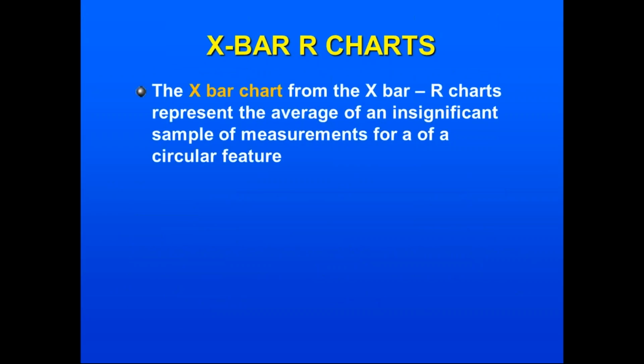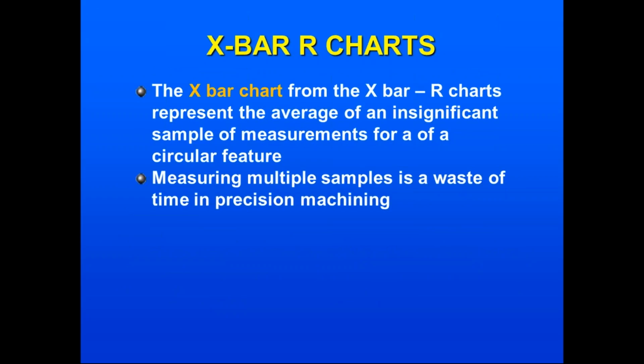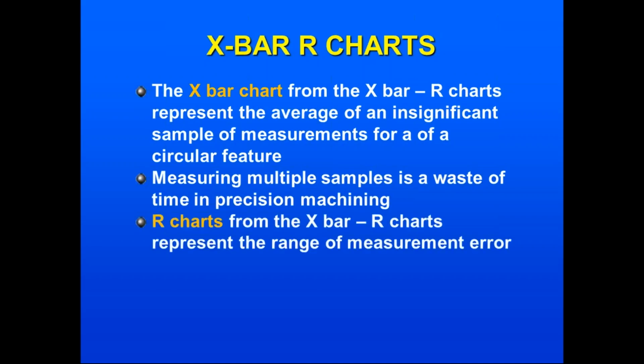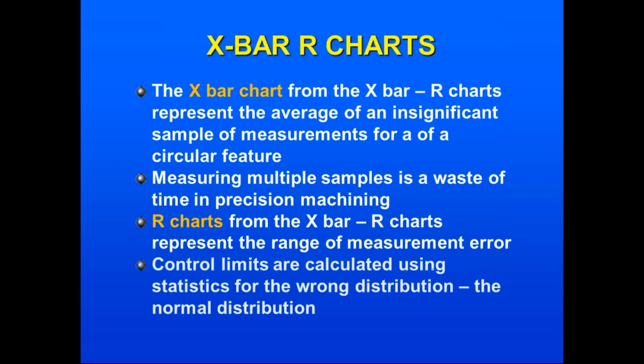So the X-bar chart from the X-bar and R charts represents the average of an insignificant sample of measurements for a circular feature. Measuring multiple samples is a waste of time in precision machining because pretty much they're all going to be the same if they're within a very short period of time. R charts from the X-bar and R charts represent the range of measurement error, not the variation over time. So that's incorrect. And the control limits are calculated using statistics for the wrong distribution, the normal distribution, and you have a continuous uniform distribution.